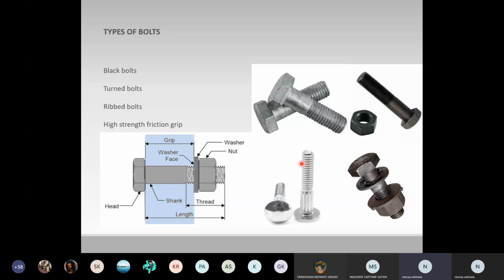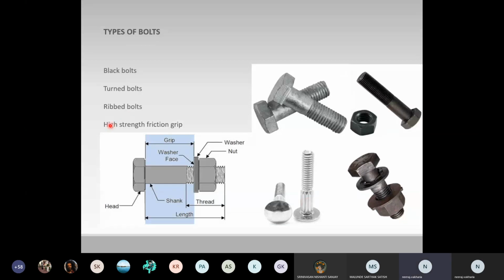Because the holes in the metal plates or metal elements are generally of smaller diameter, we try to fit a larger diameter so that, due to the friction, it can hold and sustain the connection.